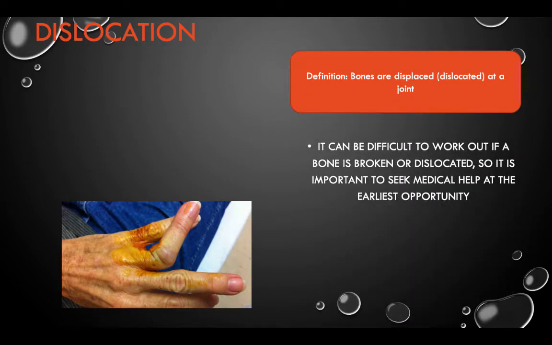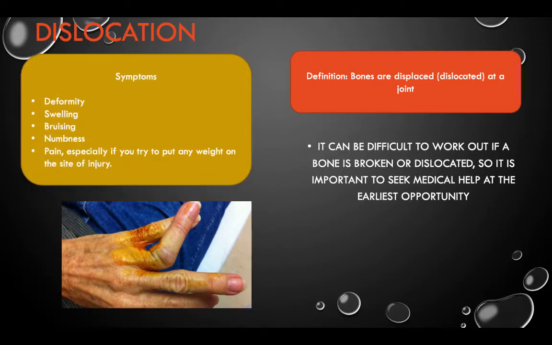Dislocation. Bones are dislocated at a joint. It can be difficult to work out if a bone is broken or dislocated, so it's important to seek medical help at the earliest opportunity. Some symptoms of dislocation: deformity, swelling, bruising, numbness, pain, and especially if you try to put any weight on the site of the injury.